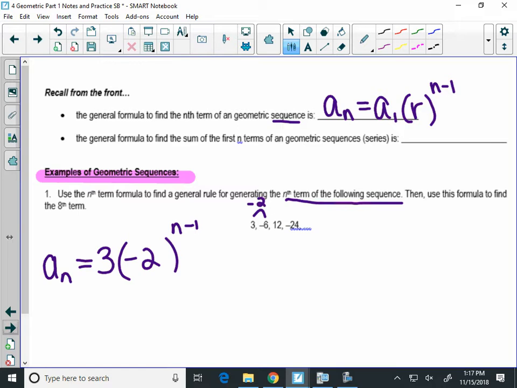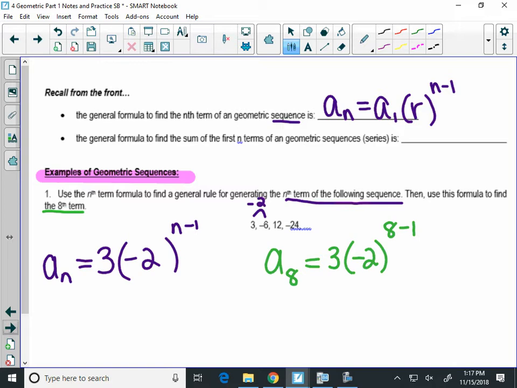Well, what term do they want us to find here? They want us to find the 8th. So where does 8 go in that formula? For n, so you're finding a sub 8. You are finding the 8th term. So you'll do 3 times -2 to the 8 minus 1.